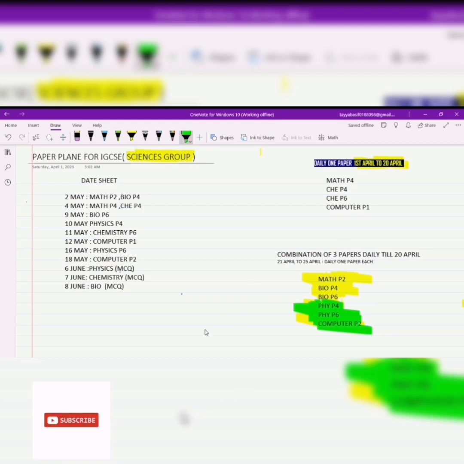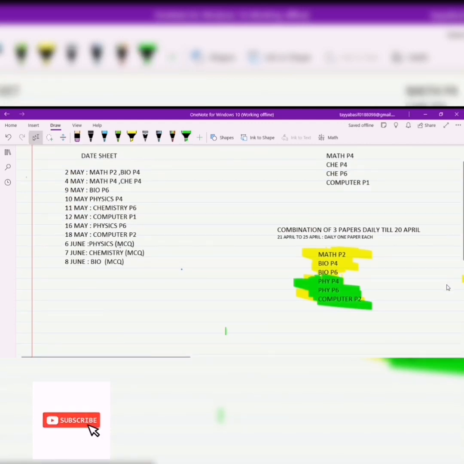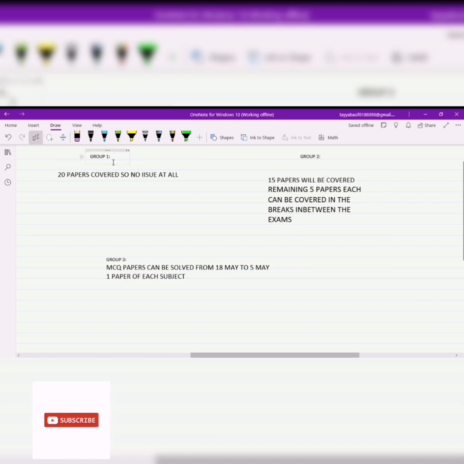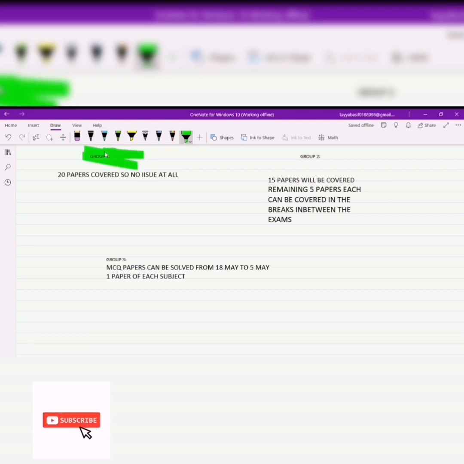Now the main question is how will you manage it? What will be the end result of using this technique? If you see group 1, you do not have any break in between the exams. So for this, from 1st April to 20th April, you will be able to solve all papers. So no issue at all for this group. You will be able to solve 20 papers from 1st April to 20th April.